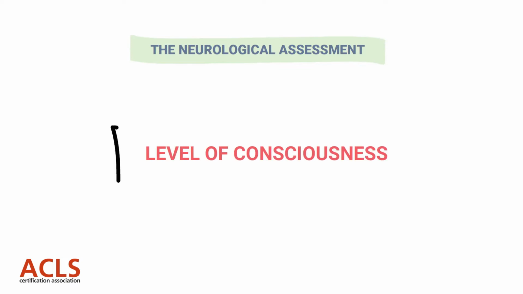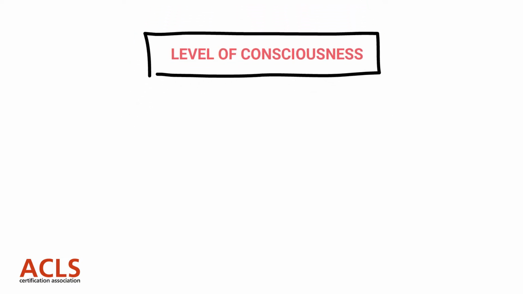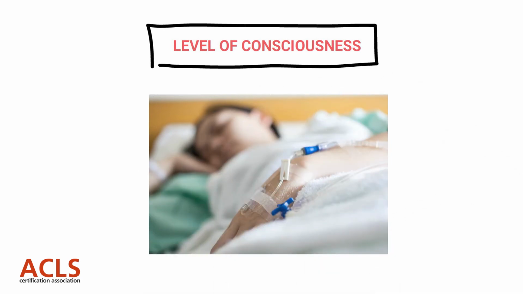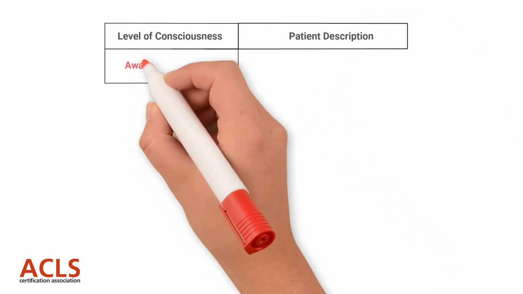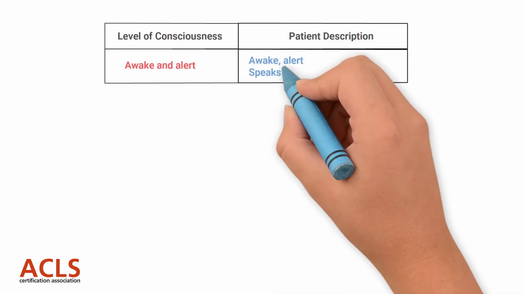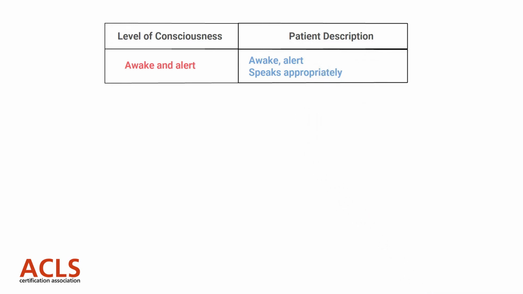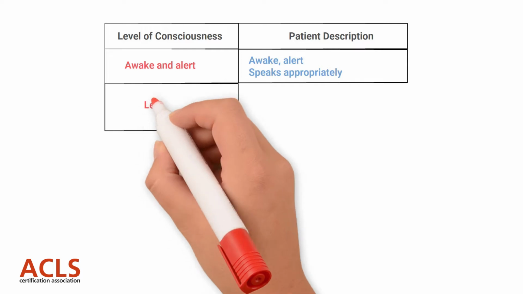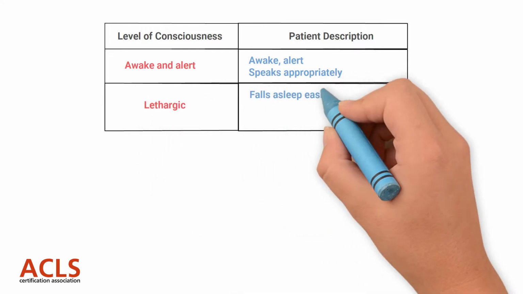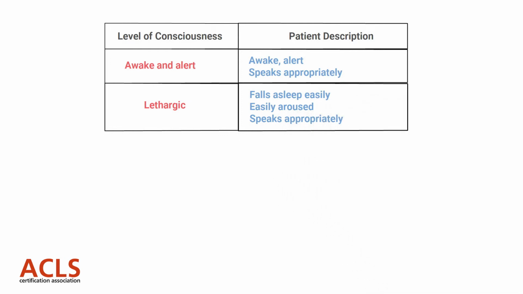Everybody knows that level of consciousness is the most sensitive and most basic indicator of how your patient is doing neurologically. Level of consciousness just means how awake and alert your patient is. So at the very top of the scale, a patient can be awake and alert, like I am right now. Then the next level down would be a lethargic patient. This is a patient that falls asleep easily, maybe when you're talking to them, but they're also very easily aroused. So that's lethargy.